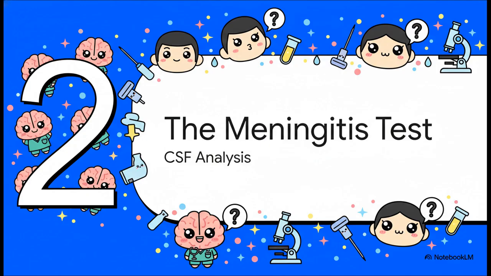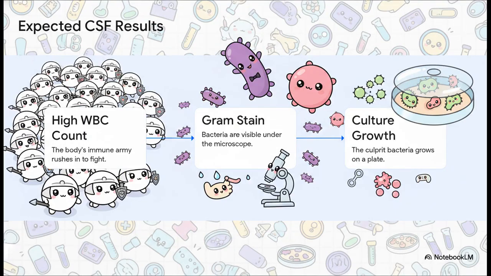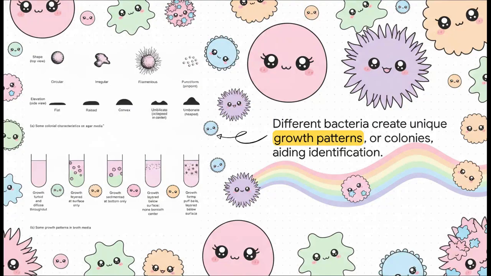Okay, so now that we know how the lab works, let's circle back to our big mystery. When they're testing for meningitis, what exactly are they looking for in that spinal fluid? All right, in a textbook case of bacterial meningitis, the lab expects to find three things, three big clues. First, a ton of white blood cells. That's your body's army showing up to the fight. Second, they should be able to literally see the bacteria under the microscope using a special dye. And third, when they do that gardening thing and put the fluid on a culture plate, those bad bacteria should start growing like crazy.